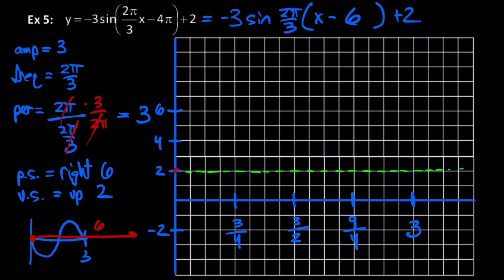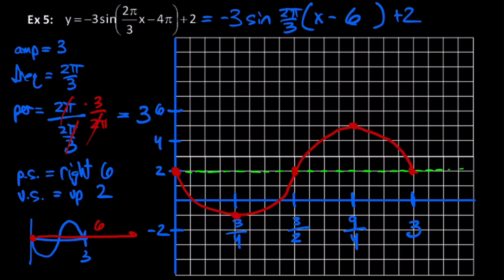So it'll start at the midline. It'll go down to the minimum. So let's see, my amplitude was 3. So from 2, that'd go down to -1 right here. Back to your midline. Then up 3, so to 5, which is here. Back to your midline. Concave up. Concave down.